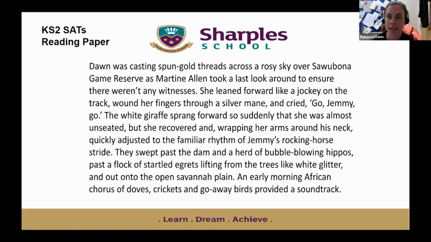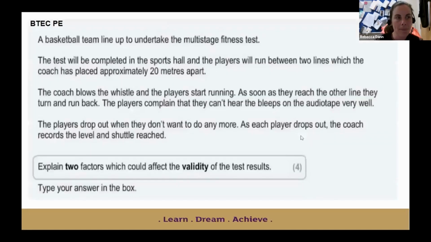So that was my starting point with selling this to staff, that there's already a lot expected of Year 6 pupils. As well as that, I looked at the GCSE specifications and papers. This is from a BTEC PE paper. We've got multi-stage, approximately, audio tape. We've got a lot of subject specific and even tier 2 vocabulary there, like factors, validity.